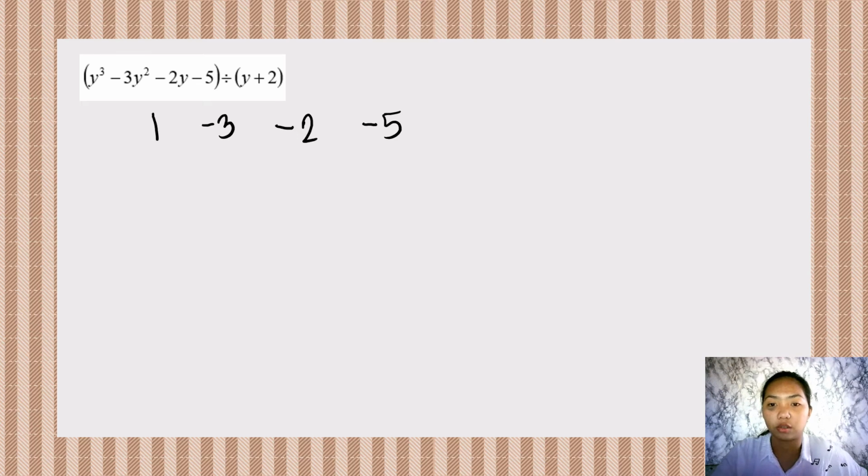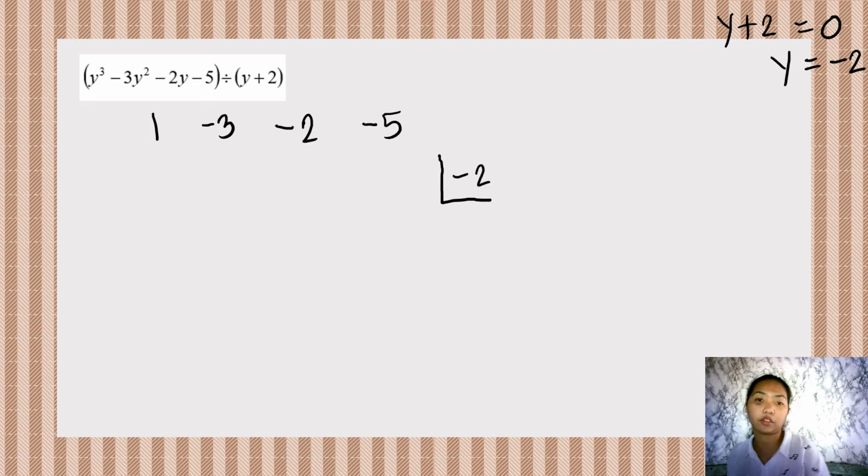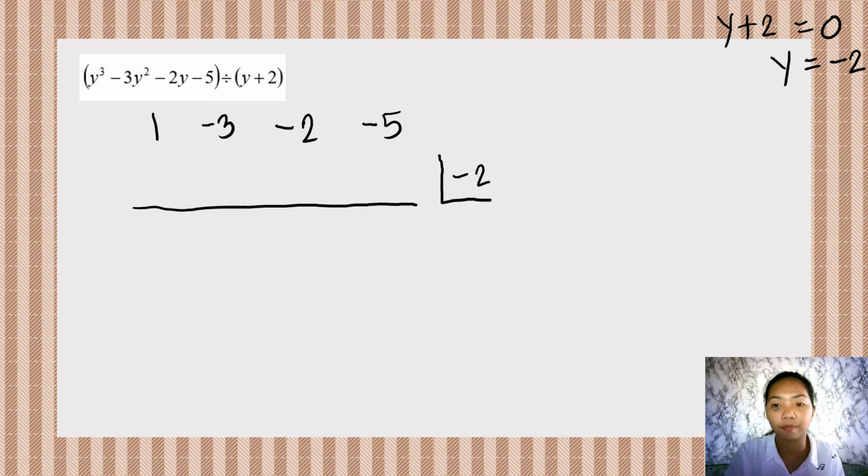Next, for our divisor, we have y plus 2. For y plus 2, we will just get one number, but not the coefficient of our y. We will first equate it to 0 and then find the value of the variable. Here we are using y, so we solve for y. y equals negative 2 by the addition property of equality. We write negative 2 on the right or on the left, whichever you are more comfortable with, and then we draw our equal sign.